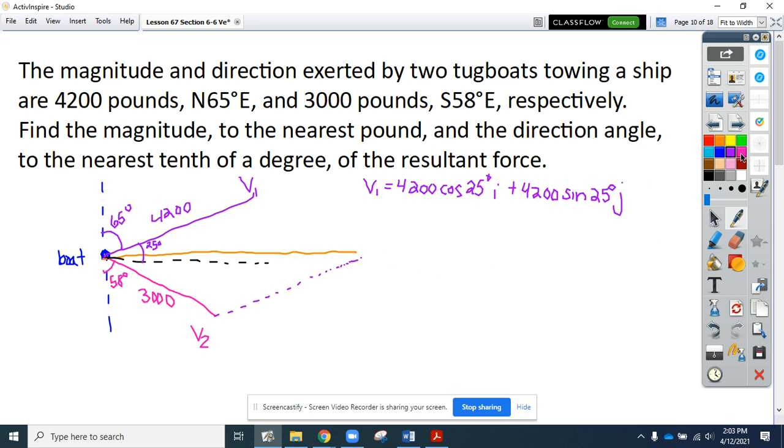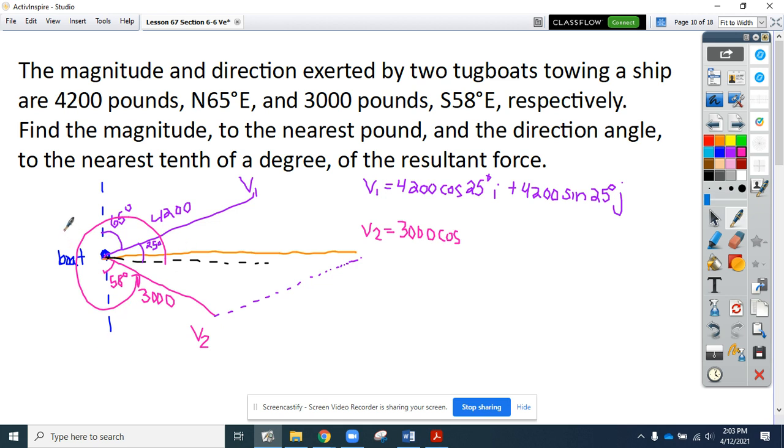All right, so let's do vector 2. I'm going to have 3,000 cosine of... All right, so here you're going to have some choices, and what I want you to do is what makes the most sense to you. So here's one choice. 58 degrees we can't use. If you don't want to have to use your brain about the signs, then you can figure out what that angle is. That angle is 328 degrees.